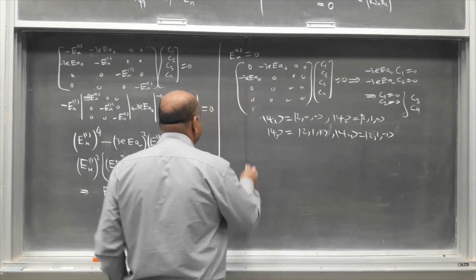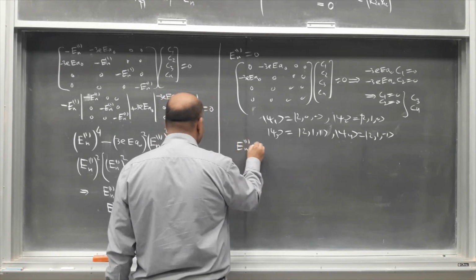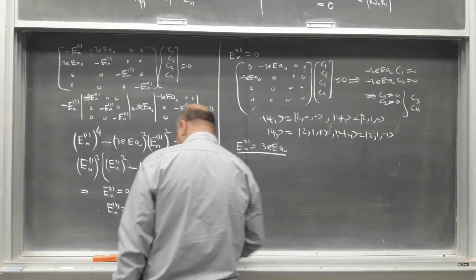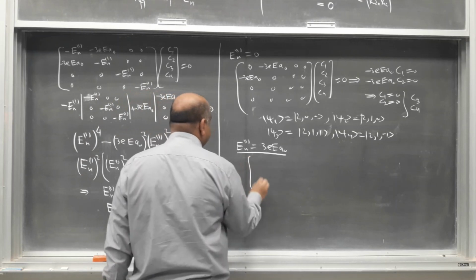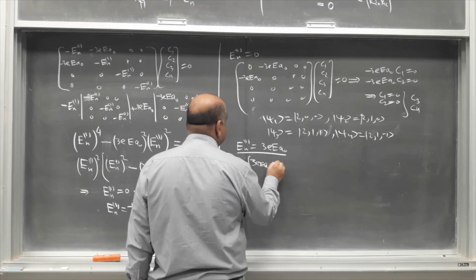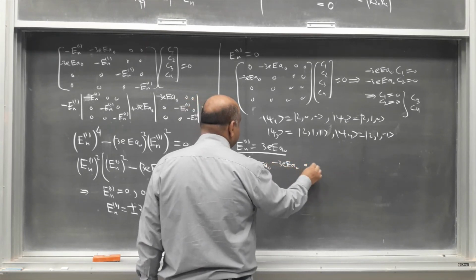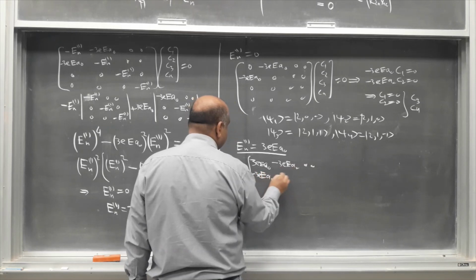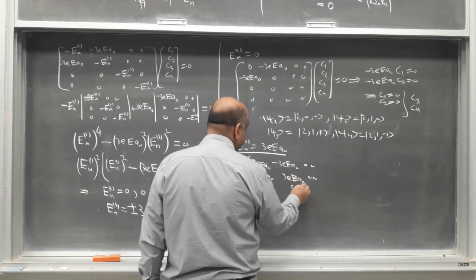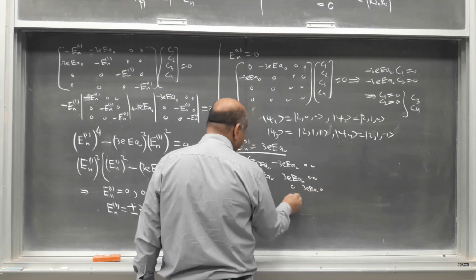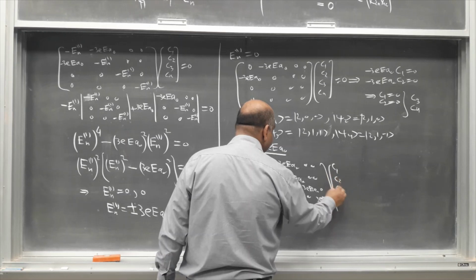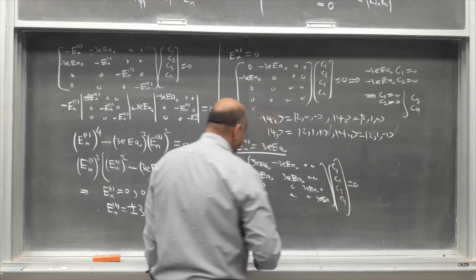Okay, so let's now see what happens for plus 3e a naught. For this, our matrix becomes 3e a naught times [[0, -1, 0, 0], [-1, 0, 0, 0], [0, 0, 0, 0], [0, 0, 0, 0]] acting on (psi 1, c2, c3, c4) equals 0.